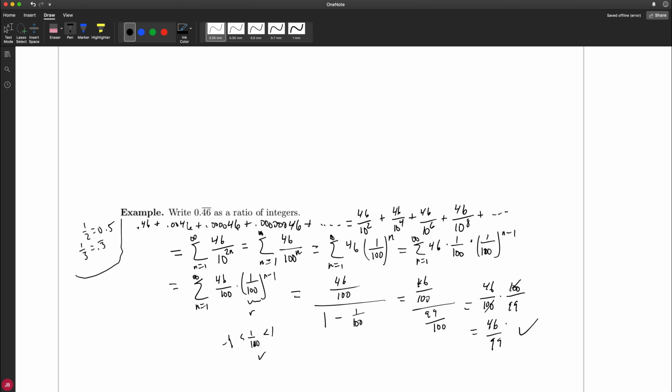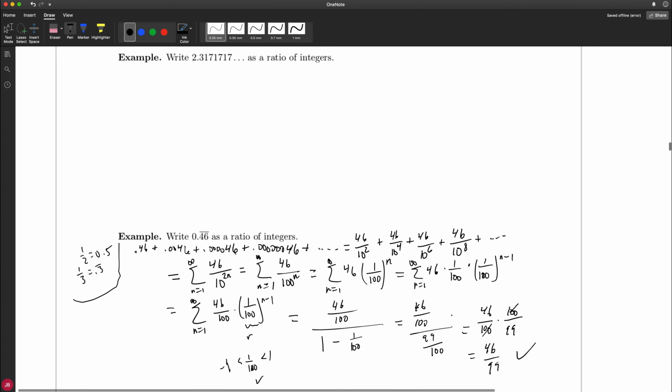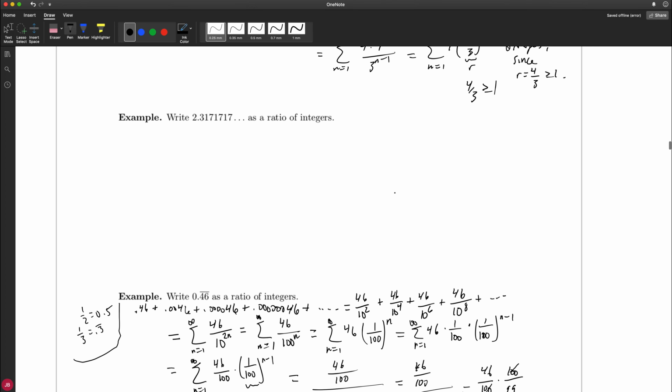I encourage you to plug this into a calculator and see that if you do 46 divided by 99, you'll get 0.46464646 until you run out of room on your screen. So that's just miraculous to me that you can somehow do that. All right, so let's come up here. You'll notice this one here is actually 2.3 if I wanted to use the bar notation, and then it's 1/7 with a bar over just the 1/7, right?